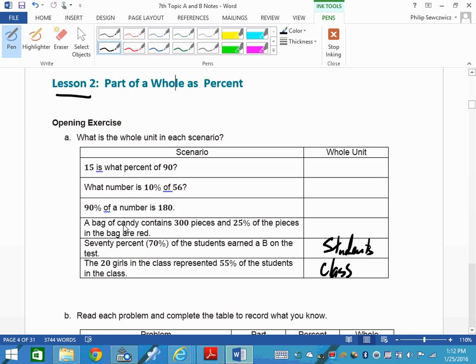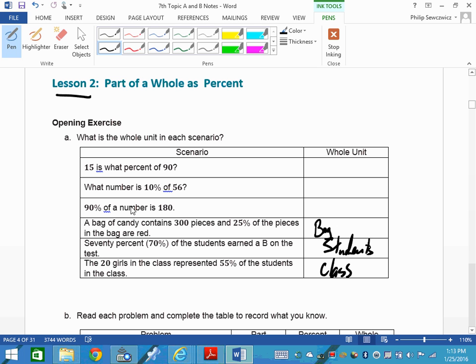Let's see here. A bag of candy contains 300 pieces, and 25% of the pieces in the bag are red. So what's the whole amount? Well, this is actually the easiest one. This is the one that's going to clarify it the most. The whole amount is the bag of candy. That's the one that has everything that's in there.